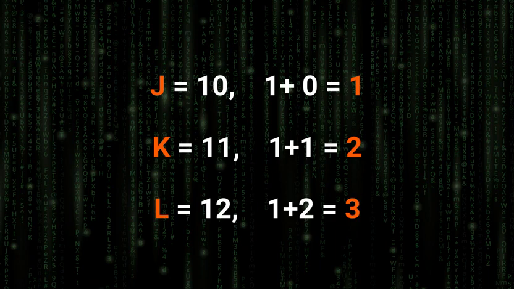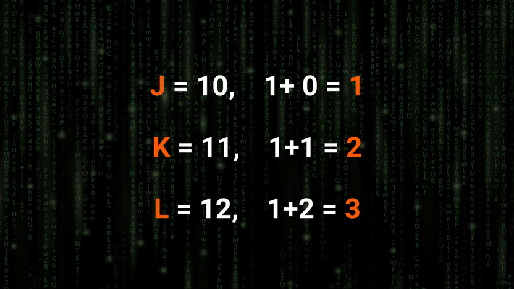In this case, J being the 10th letter, 10 is 1 and 0. If you add 1 and 0, you get 1. So J has a value of 1. K the 11th. Now 1 plus 1 is 2, so K equals 2. Some purists will also say that 11 and 22 are master numbers and therefore are not subjected to theosophical reduction.